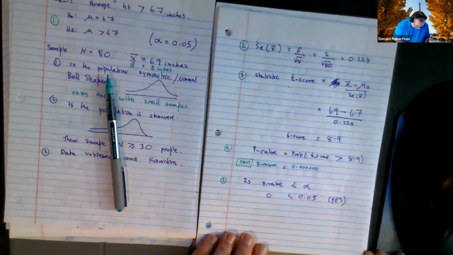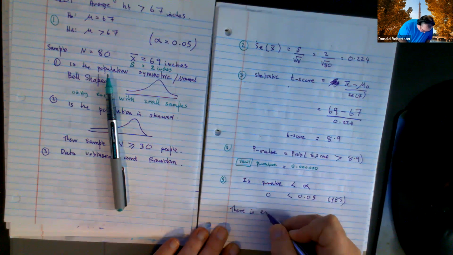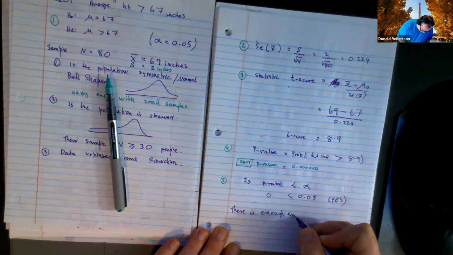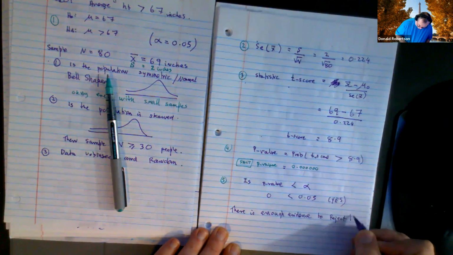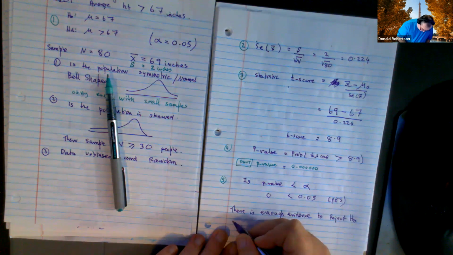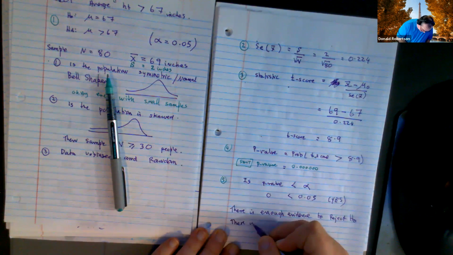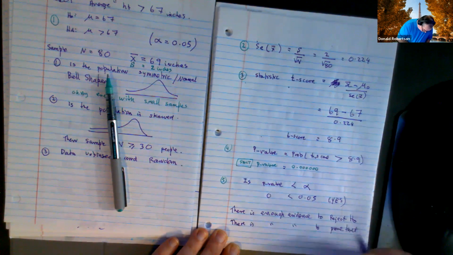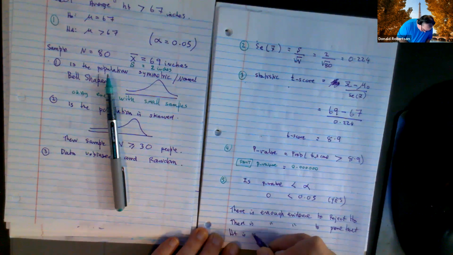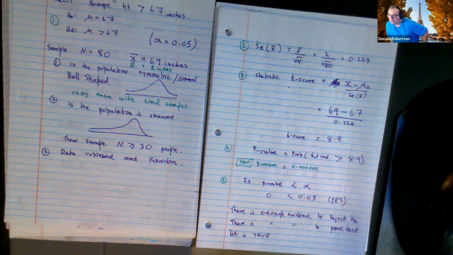And so our conclusion is there is enough evidence to reject H naught. Right? And if you reject H naught, isn't that also there is enough evidence to prove that the alternate is true? So haven't we just proved that the average Scotsman is greater than 67 inches tall?